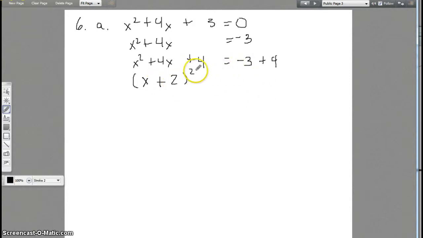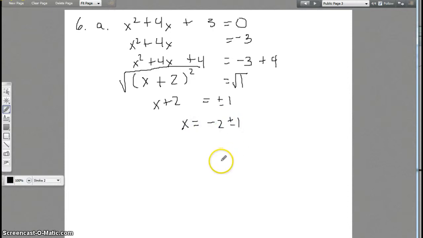So x plus 2 when we square it is equal to 1. Now I can take the square root of both sides. When I take the square root of the left side, I get x plus 2. When I take the square root of the right side, I get plus or minus 1. Remember, it's always plus or minus. So now to solve for x, I need to subtract 2 from both sides. I will get x equals negative 2 plus or minus 1.